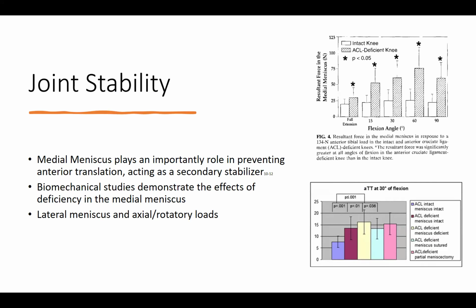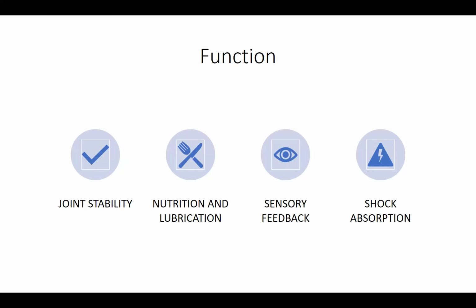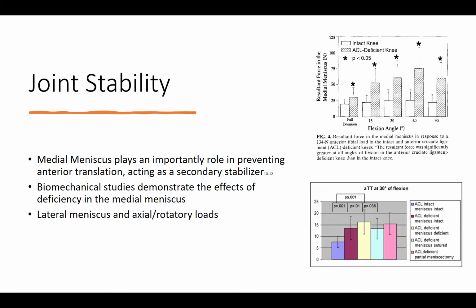So in terms of joint stability, the superior surface of the meniscus is concave, enabling effective articulation between the tibial plateau and the convex femoral condyles. This allows the medial meniscus to act as a secondary stabilizer of the knee joint.